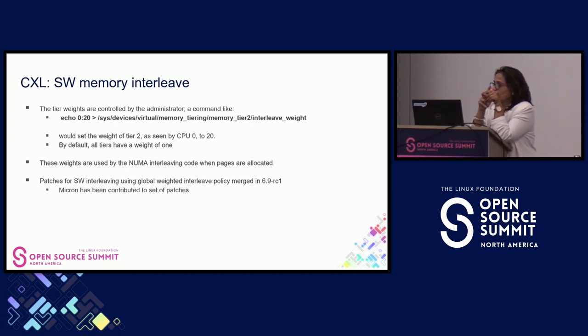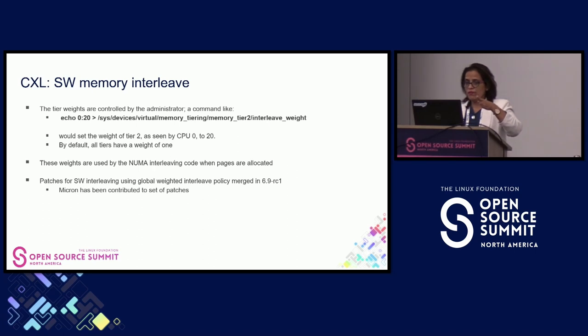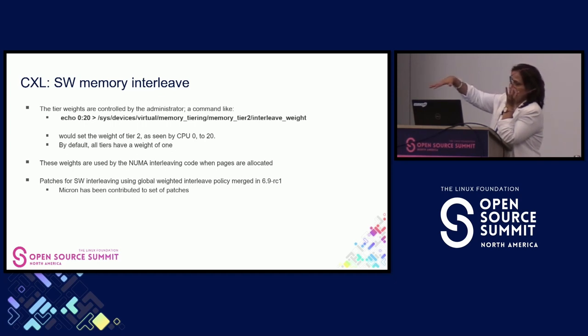So if we consider 100 page allocations, then this weight of 20 means that 20 pages should be allocated from the memory that is there in tier 2. Otherwise, by default, all tiers have a weight of 1. So if there are 4 tiers in the system, then when an allocation happens, the interleaving will divide it equally among all the 4 tiers.